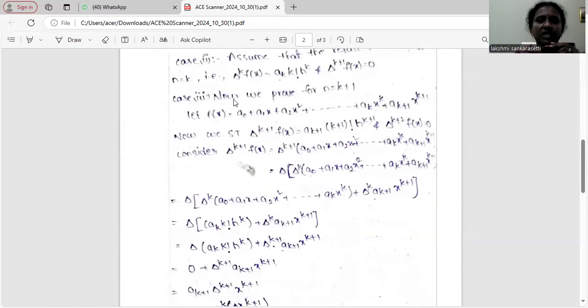For that, case 3, consider n equal to k plus 1, which is the degree of the polynomial f of x. So f of x is a polynomial taken as a0 plus a1x plus a2x square plus and so on plus ak x power k plus ak plus 1 into x power k plus 1. This is the k plus 1th degree polynomial. Now, for this polynomial, we have to show that the k plus 1th difference of f of x is a constant and the k plus 2th difference of f of x is 0.